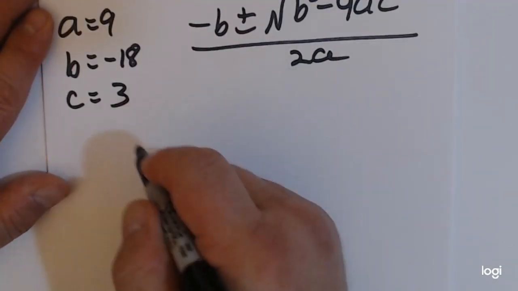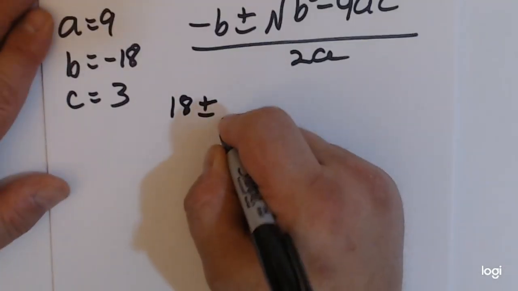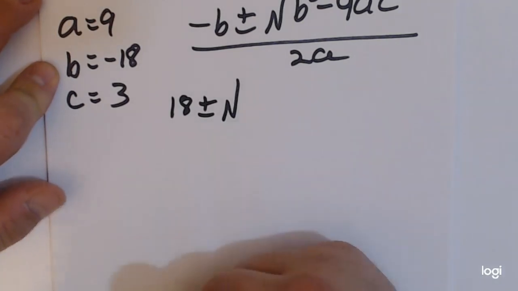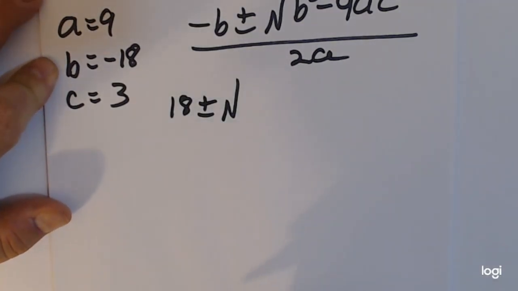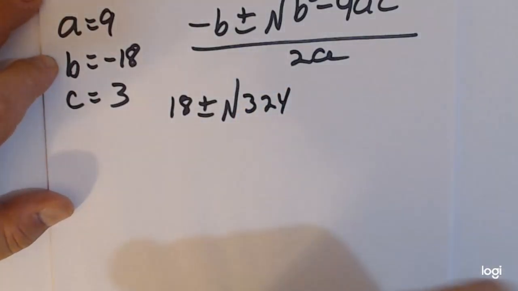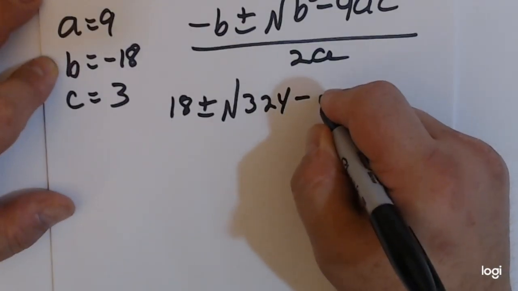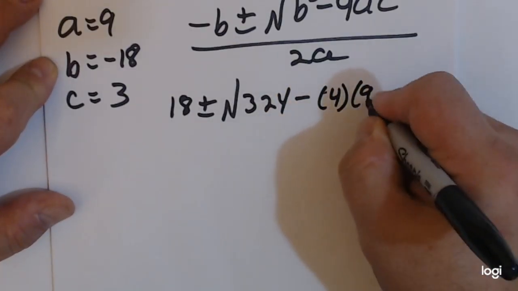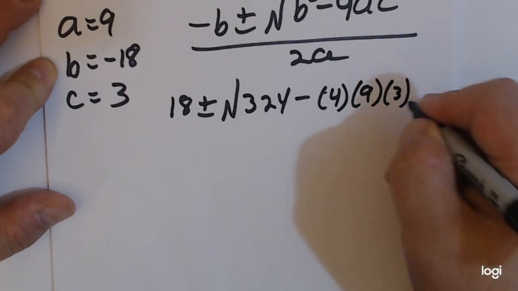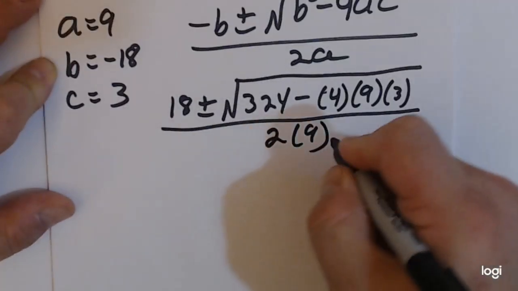So let's start plugging in values here and see what we come up with. Negative b would be negative negative 18, which is positive 18, plus or minus the square root of, well, 18 squared, I happen to know that is 324, minus 4 times 9 times 3, all over 2 times 9.